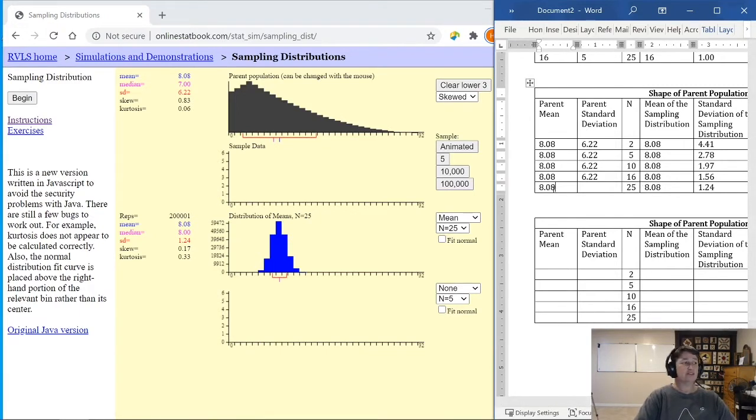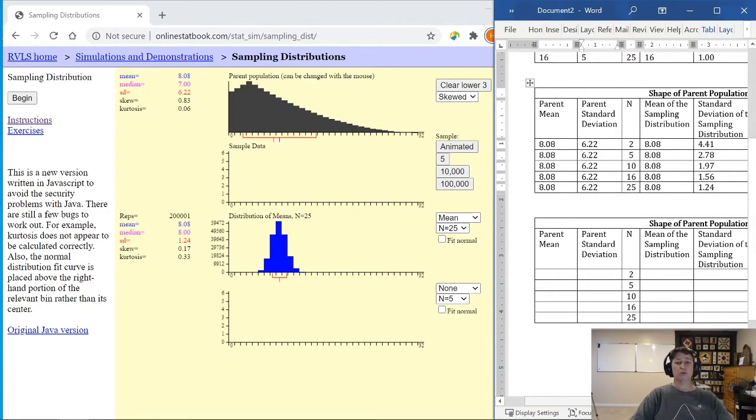So notice that the shape of that is again very symmetric. Even though my parent population was really skewed to the right, as I found those sample means and created a new distribution of sample means, this new sampling distribution was approximately normal. It was looking more and more normal the larger my sample size. Cool. And as my sample size increased, my standard deviation got smaller.